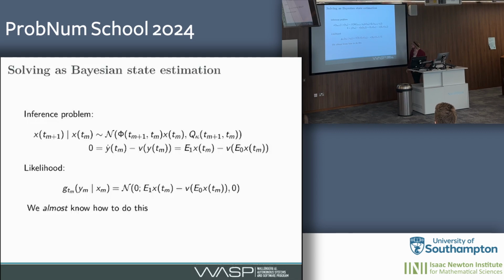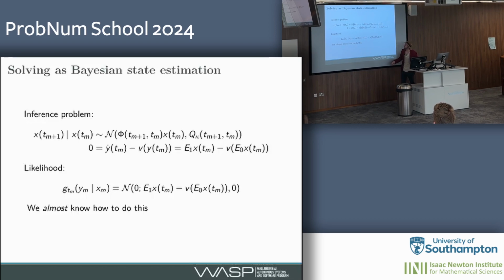Now, the inference problem can be cast like so. We have our transition densities. We don't need the initial density because we know the initial states, as I mentioned before. And our likelihood is a bit weird because it's essentially a constraint on our solution at the time points. So we want the derivative to equal the vector field.